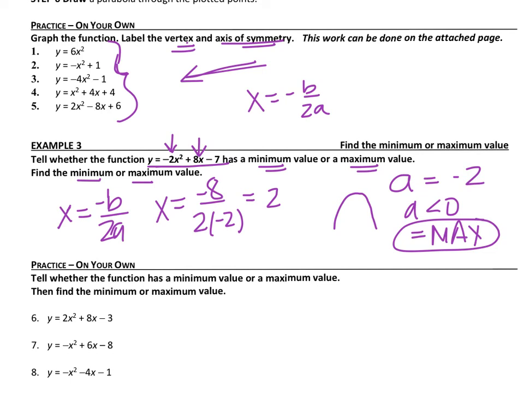So a vertex has 2 values. It has an x value, which we just found, and then it has the y value. So let's plug in 2 into our function to get our y value. So negative 2 times 2 squared, because that's what we just found out that x is, and 8 times 2 minus 7. And that equals 1. So the maximum value for this graph is going to be when y is 1 and x is 2.